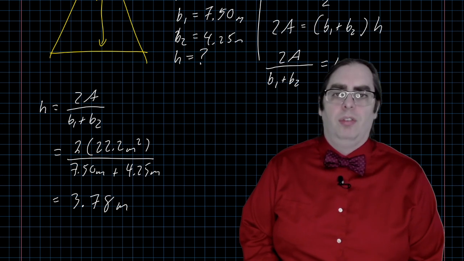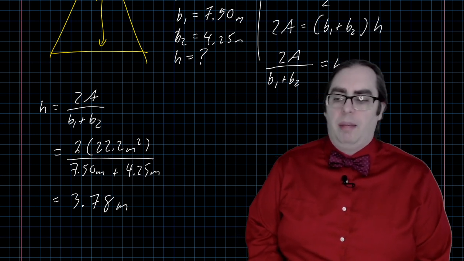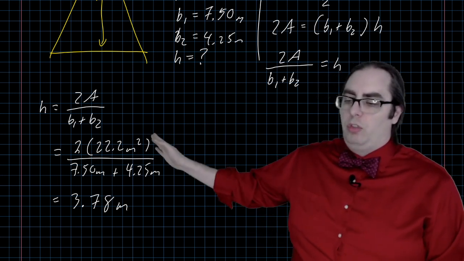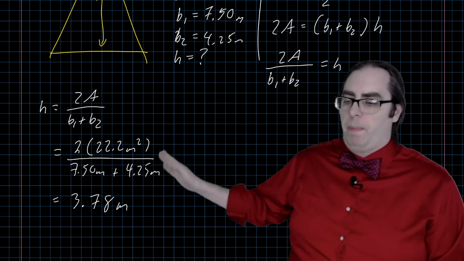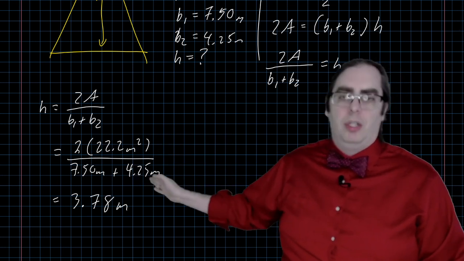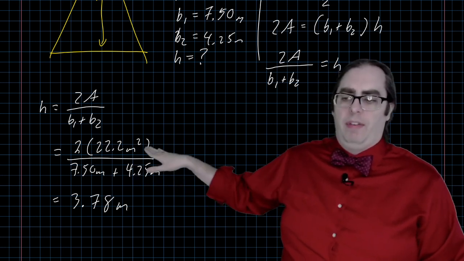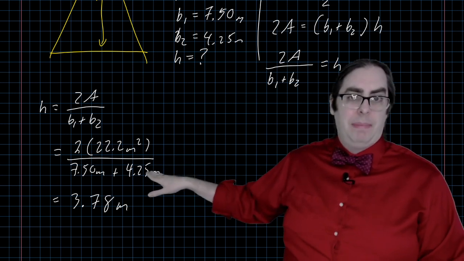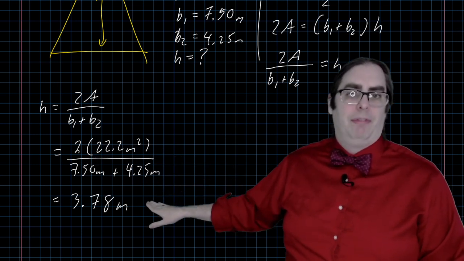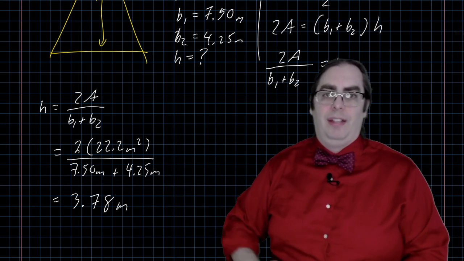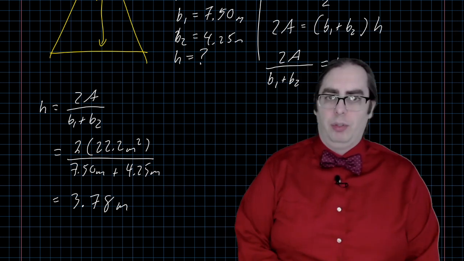That makes sense. Another way of thinking about it, well, I've got square meters in the numerator. When I add meters and meters, I'll have meters. If I have square meters and I divide by meters, I will be left with meters. It always works out nicely like that, so we can use that to our advantage.